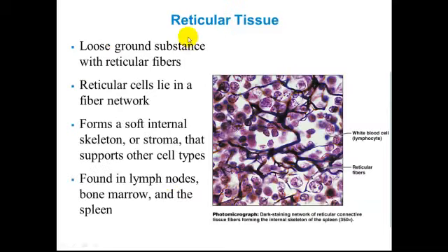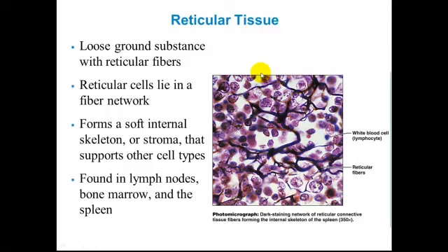Now the third kind is reticular tissue. This reticular tissue, here you have within lymph nodes, bone marrow, the spleen, you have these delicate networks of this loose ground substance with very obvious reticular fibers. This forms a soft stroma that helps to support other cell types. So this is an example of reticular tissue.